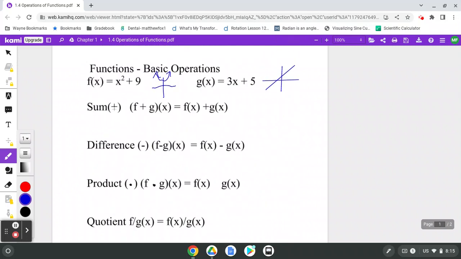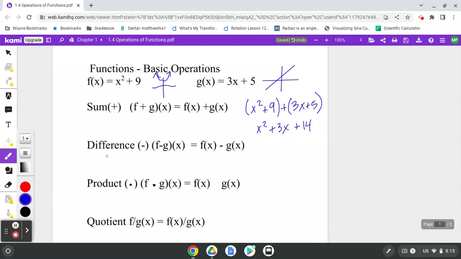So sum, we hopefully know that means addition. So we are adding these two functions together, x squared plus 9, plus then 3x plus 5. We can only put together like terms. I'm guessing most of you know that. We're going to combine like terms. So x squared plus 3x plus 14. The 5 and the 9 combined, that is our answer.